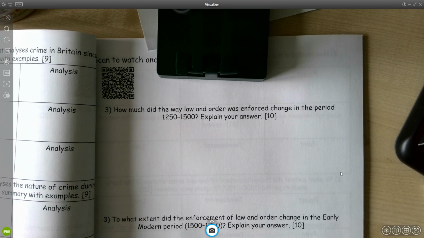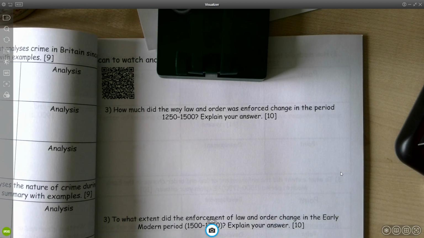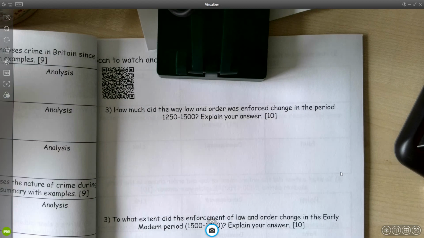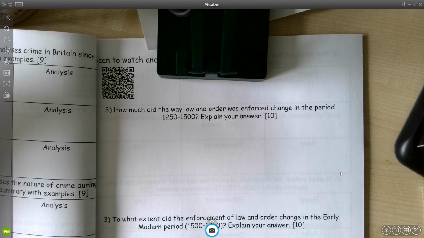Just like with the summary video, what I would like you to do, please, is highlight the key parts of the question and annotate it. You could even come up with some of the points that you might use, and then make sure you press pause for the video so you can do that, and when you've done, come back and check your answers.